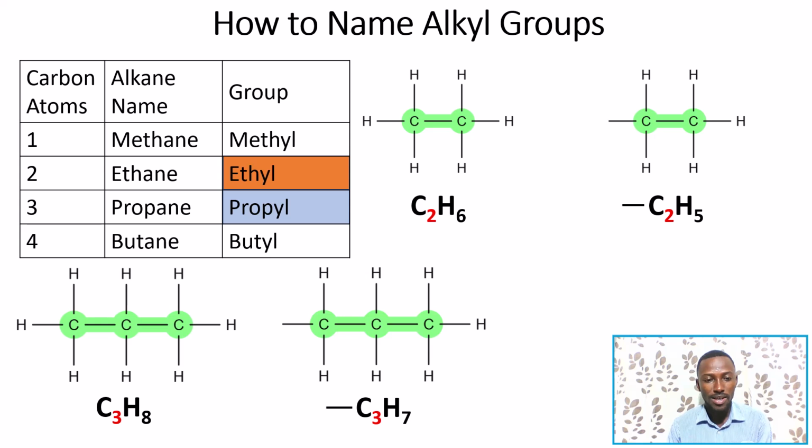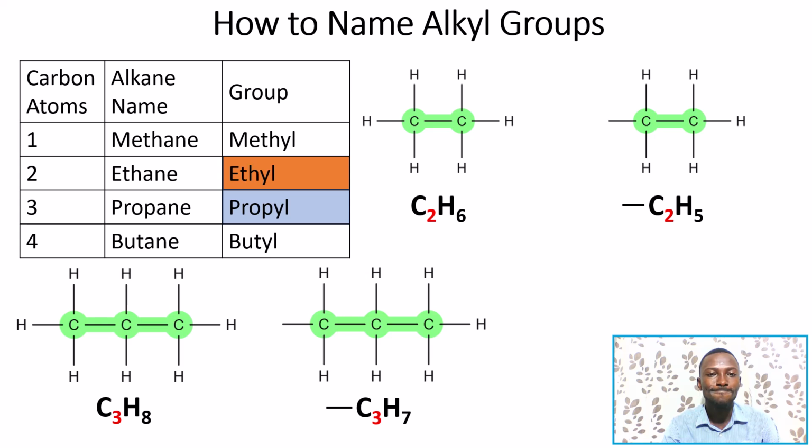Well, that makes sense. If you look at the formulas we have down there, C3H8 has now become C3H7 because one hydrogen is missing. And beside the C, we have a dash to tell us that this alkyl group is monovalent and is ready to go into bonding with a larger organic compound.